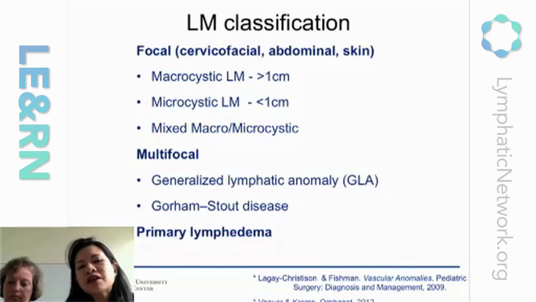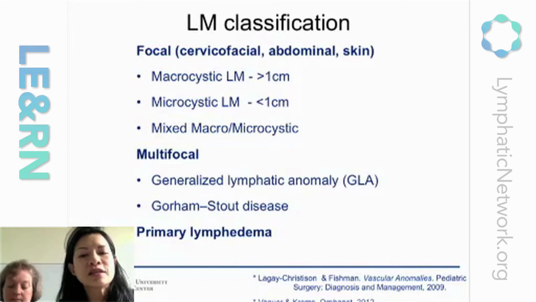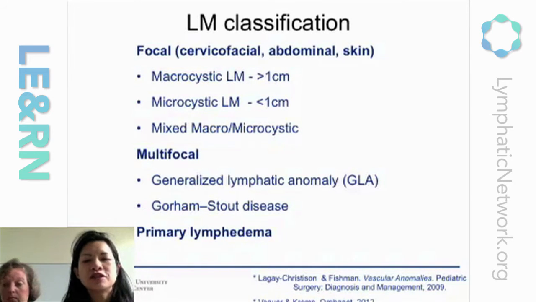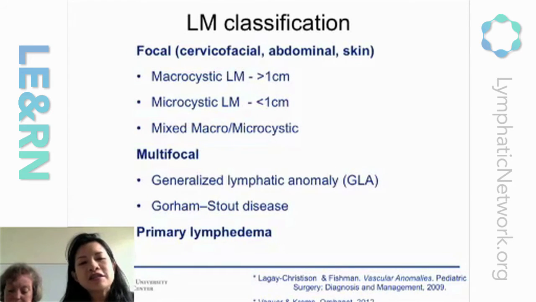In terms of multifocal LMs, that's really for more extensive LMs that affect multiple areas of the body, such as a generalized lymphatic anomaly, GLA, in which it could affect the entire body or the entire half of the body, and Gorham-Stout disease, in which the LM is actually in the bone, and the bones that have LMs are very weak and they're at risk for fractures.